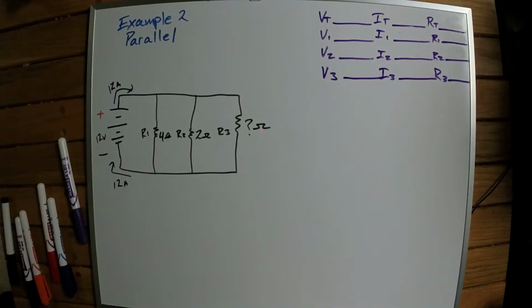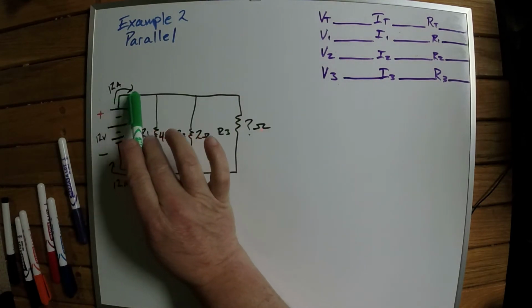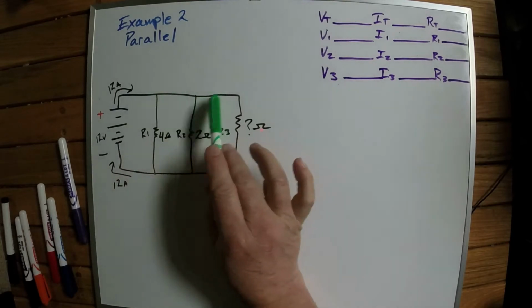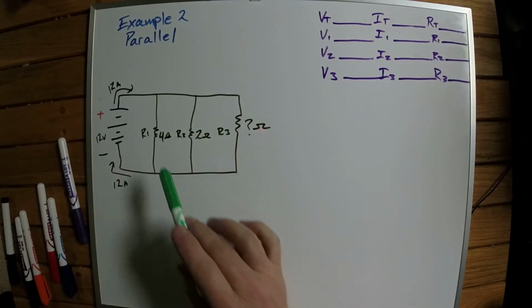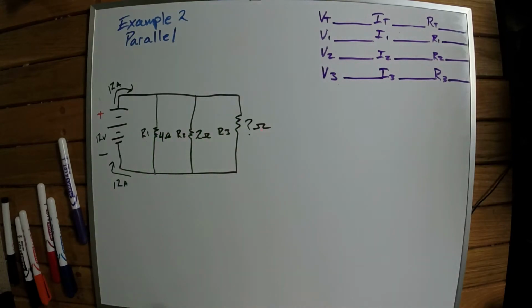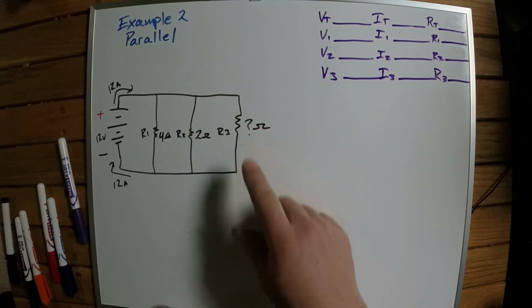Here's another example of a parallel circuit. We identify the parallel by coming out of the battery, coming over here. When we get to this point, the voltage can go this way, so we have a parallel. We actually have 3 resistors that are hooked in parallel, and we want to find out what the resistance value is on resistor number 3.